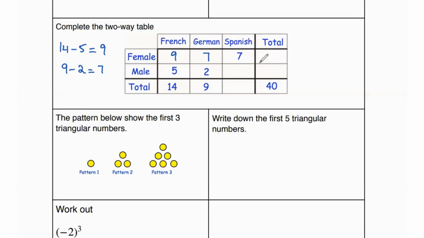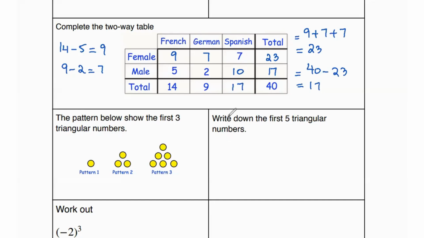Now to find the total number of female who are studying French, German, and Spanish, we add 9, 7, and 7, which is going to give us 23. To find the number of male who are studying all three languages, we do 40 minus 23, which is 17. Using this, we can find the number of male who are studying Spanish by subtracting 5 and 2 from 17, which gives us 10. And the total number of male and female studying Spanish would be 7 plus 10, which is 17.